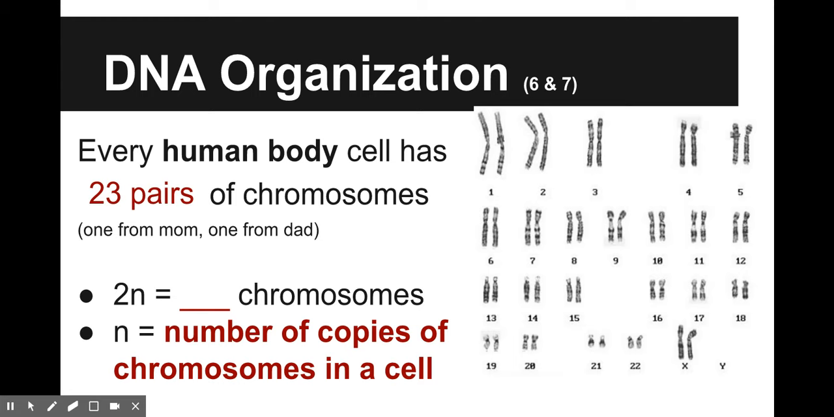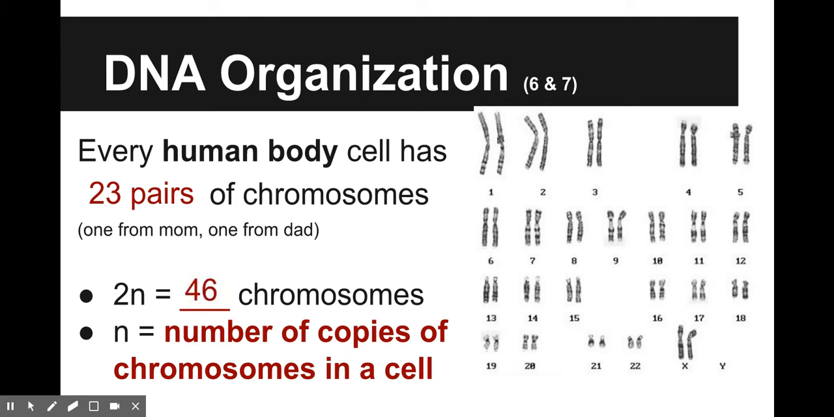The shorthand that's used to represent this number is N. N is going to equal the number of copies of each chromosome. So humans have 23 different chromosomes. If we want to represent the total number of individual chromosomes, that's going to be represented by 2N, meaning 2 times the number of different chromosomes. So for humans up here, our 2N number would be what?